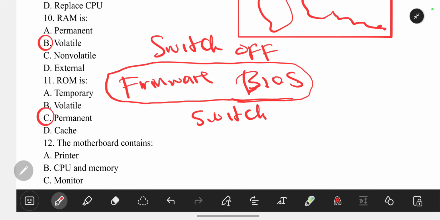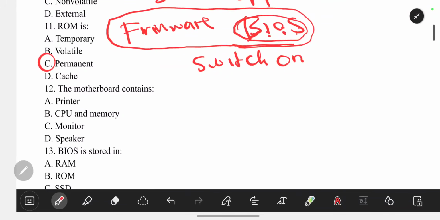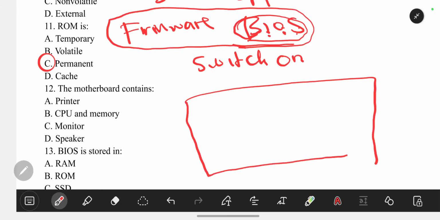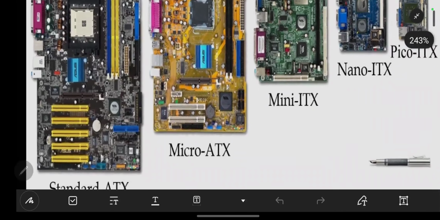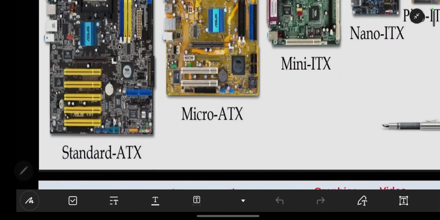That is an example of the application of ROM. It helps in the switching on and switching off process. It is permanently stored as firmware in the form of BIOS, the basic input-output system. Number 12 says the motherboard contains. The motherboard is also known as the circuit board. So this is the motherboard. The motherboard has different form factors.